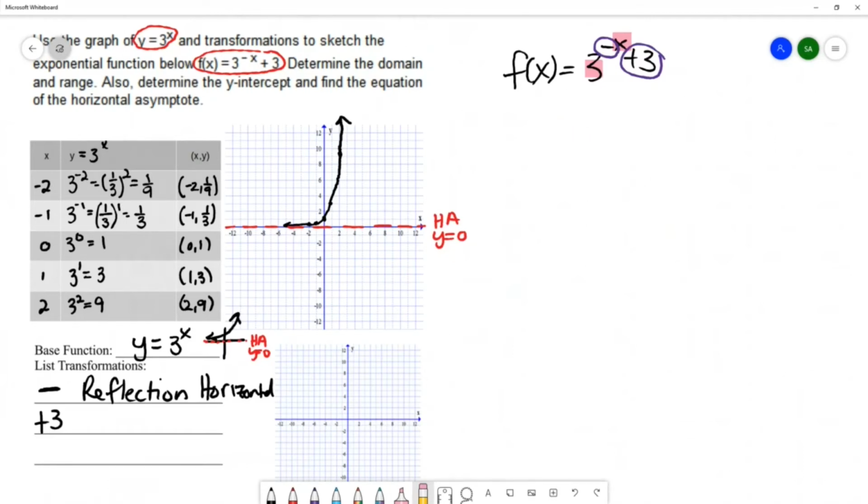The plus 3 is a shift. When you add and subtract onto your base, you have shifts, and you could have a vertical shift or a horizontal shift. And because this is adding on the outside, adding to the overall base, this is a vertical shift. And because it's a plus, it's going to shift up.